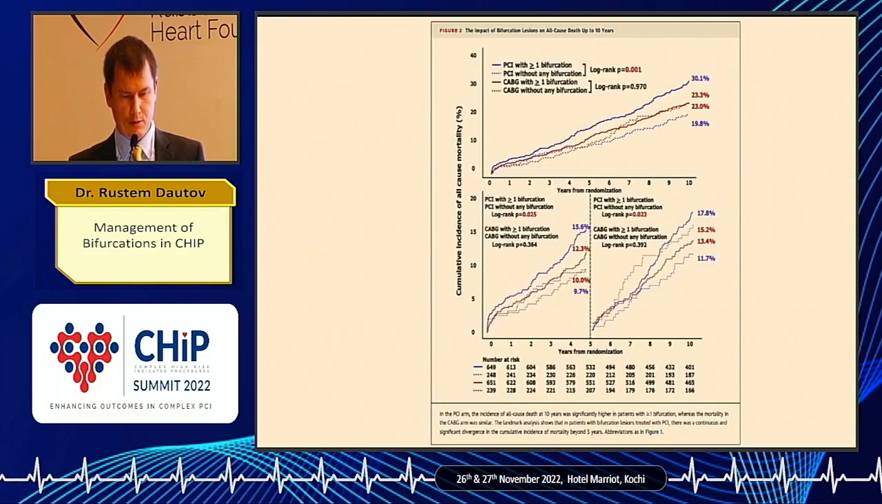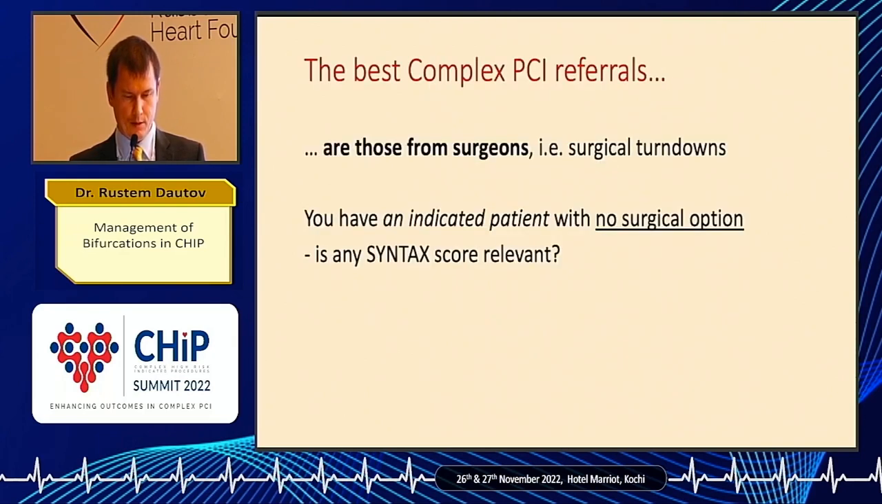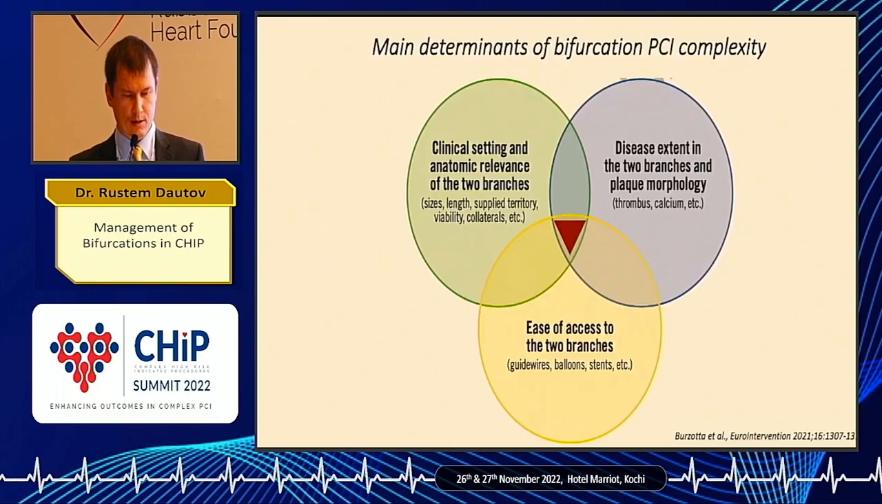And you can see also in the same SYNTAX trial, follow-up at 10 years, PCI requiring bifurcation versus no bifurcation has more mortality. And you have to remember when the SYNTAX trial was done, the imaging was useless, obviously the stents were not third generation, etc. So many questions there, but just to give you a bit of some idea. And obviously in complex PCI referrals, when it is surgical turn down, when you know the surgeons are not going to fix it, does the SYNTAX score have any relevance?